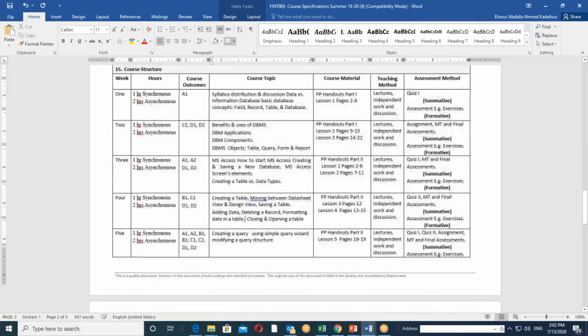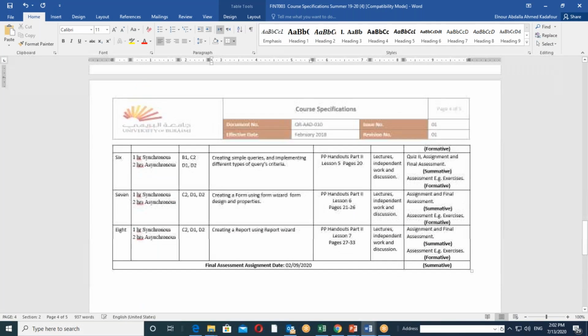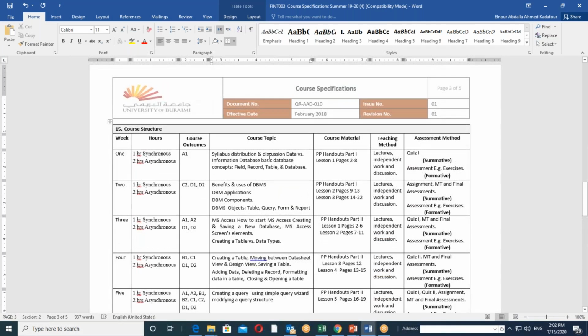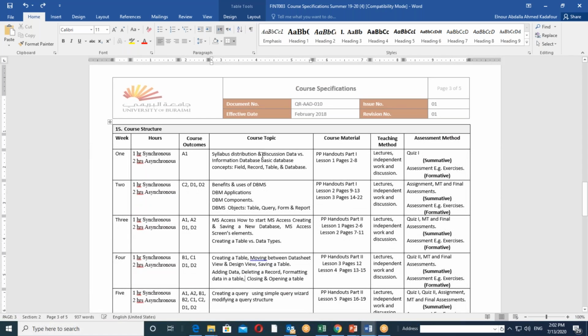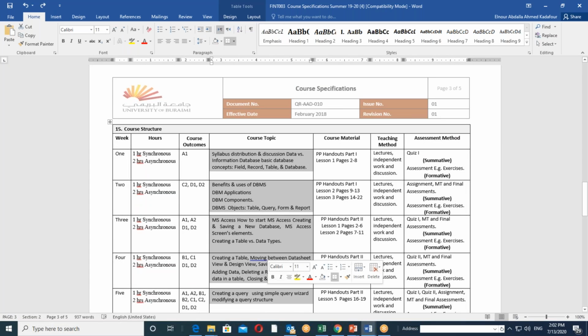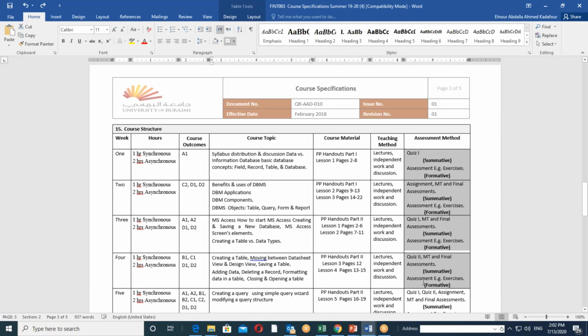So we have a total of 8 weeks, and you have to be concerned about the topics over here in this column, what we are going to have, and the most important one, the last one over here. That will cover the assessment methods. That is quizzes. We have 2 quizzes. We have an assignment, and we have 2 assessments for mid-term and final exam.